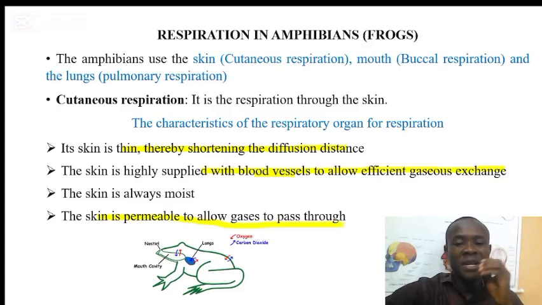This one is very important. If the skin was impermeable to these gases, that means if it was not allowing these gases to pass through, then this skin would not have been used for respiration. Therefore, the skin is permeable to allow gases to pass through. That means it can allow these gases to pass through it.